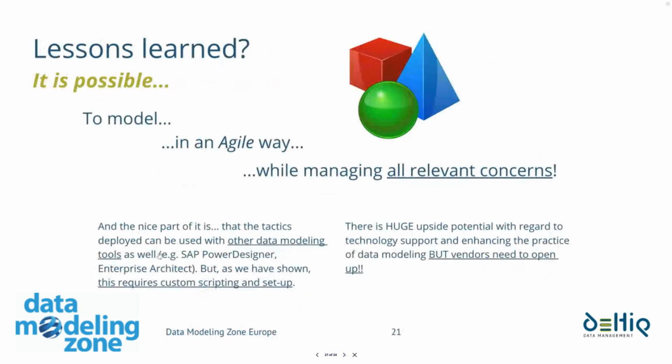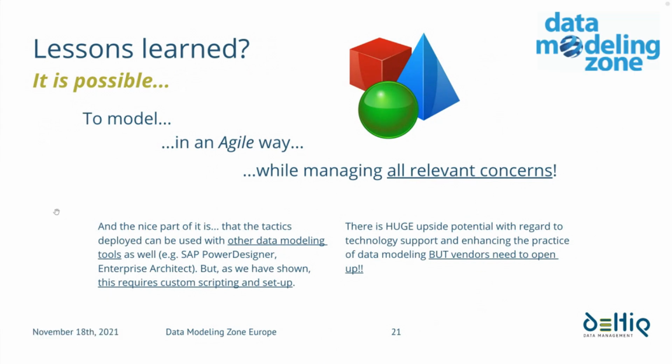I would like to close with some lessons learned, and then we can answer some questions. Our experience is that it is possible to model in an agile way while managing all relevant concerns, and I hope the modeling pipeline we have shown and the way we've implemented it has given you that idea as well. As far as our experience goes, the tactic that we have deployed can be used in other data modeling tools as well. We have made a deliberate choice for ER Studio, but some of the concerns we automated and managed within ER Studio can be done as well, for example, in Power Designer or Enterprise Architect.